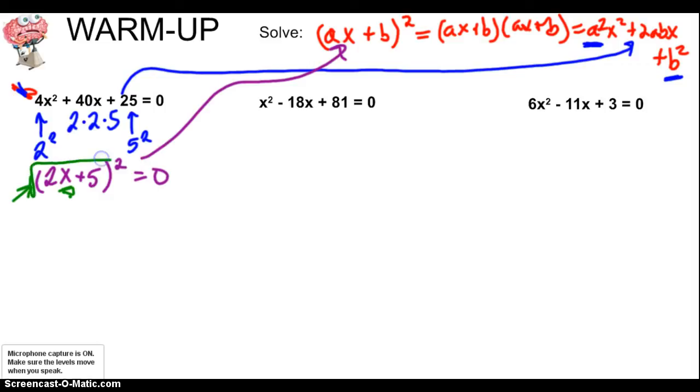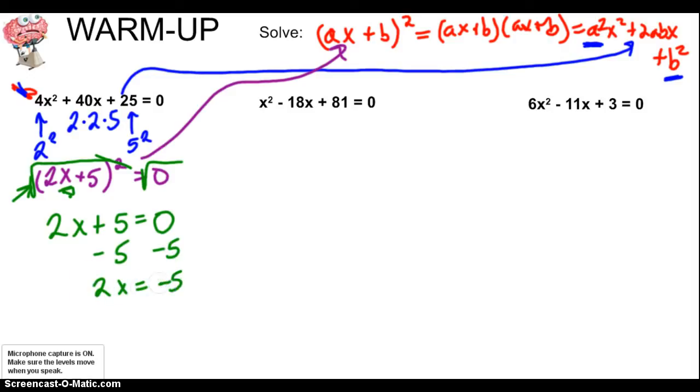Take square root on both sides. Square root of 0 is 0. The square root and square cancel each other out. We're left with 2x plus 5 equals 0. And then we can subtract 5 from both sides. And we get 2x equals negative 5. And so we divide by 2, and x equals negative 5 halves, which also happens to be negative 2.5, if you want that as a decimal.